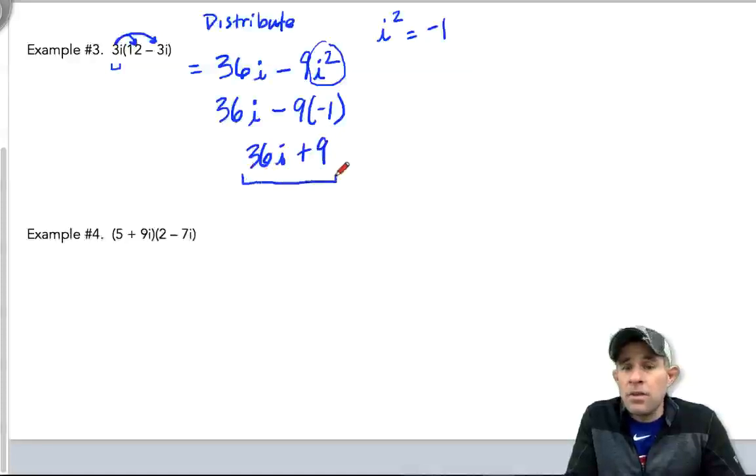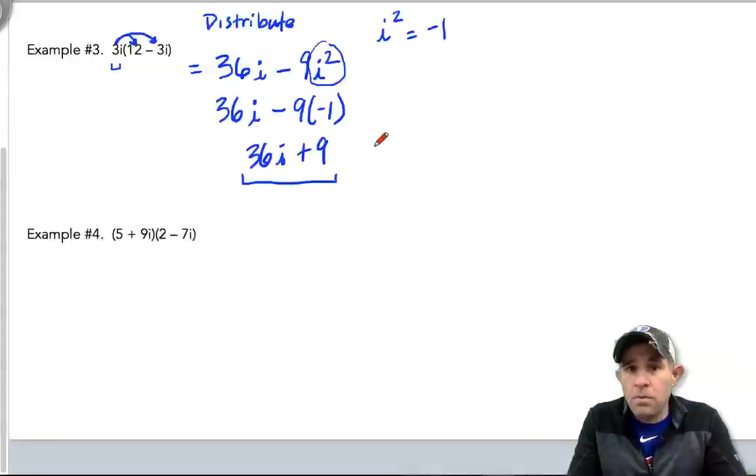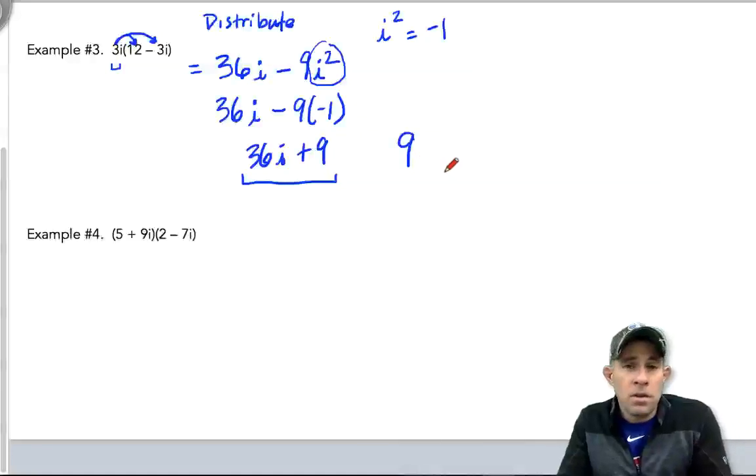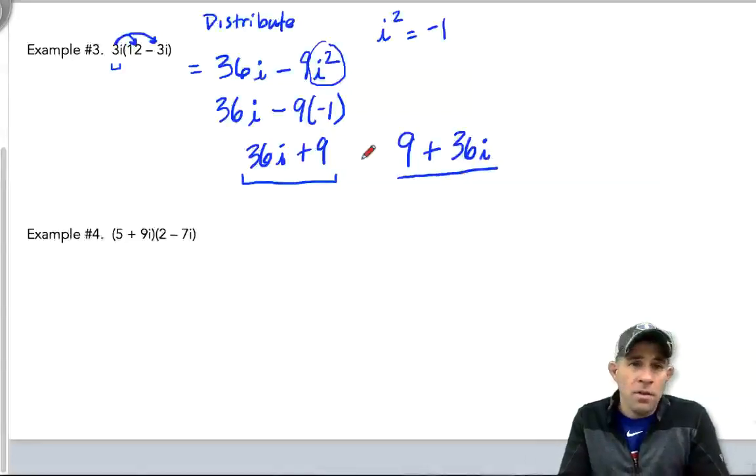Now, we should write this in standard form for a complex number, which means we'll write the real number part first and then the imaginary part. So 9 plus 36i is a result of multiplying 3i to the complex number 12 minus 3i.